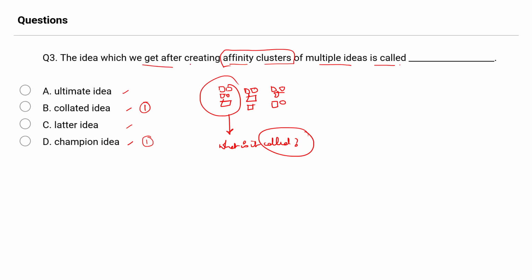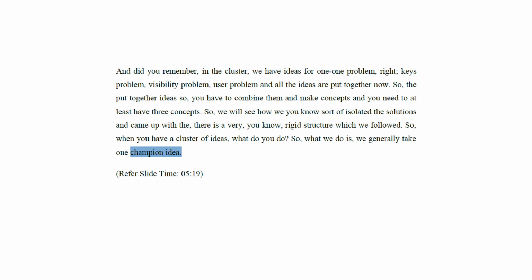The idea which we get after creating the affinity clusters of multiple ideas. Okay, so we do some clustering, and then we get the final idea, and what is it named? The professor names it basically. If you go through the lecture, you will understand that there is a specific name given to those ideas. Okay, so we've got two sets of answers. Now let's see where the content mentions it.